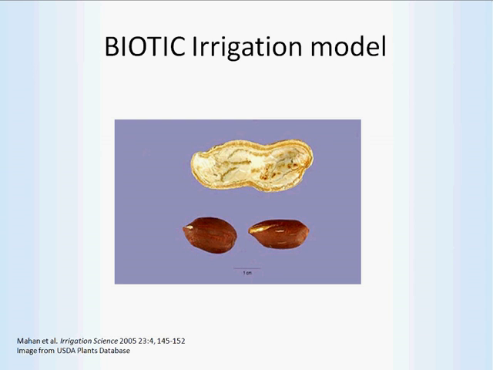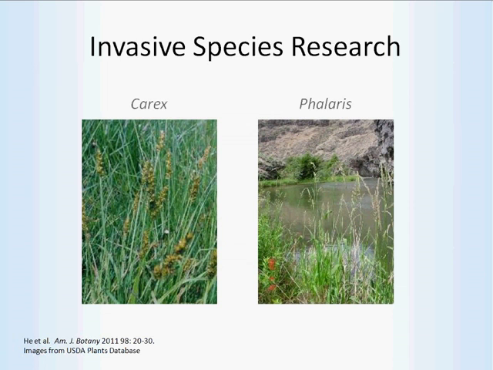Another example of temperature's importance is invasive species research. On the left is a picture of carex, which is a native grass. On the right is phalaris, which is an invasive grass. By studying the gas exchange properties of these two species, researchers were able to understand that the invasive grass, phalaris, had a wider range at which it was photosynthetically active, which increased its opportunities for carbon fixation and thus increased its growth patterns and its ability to move in on the territory of the native grass.